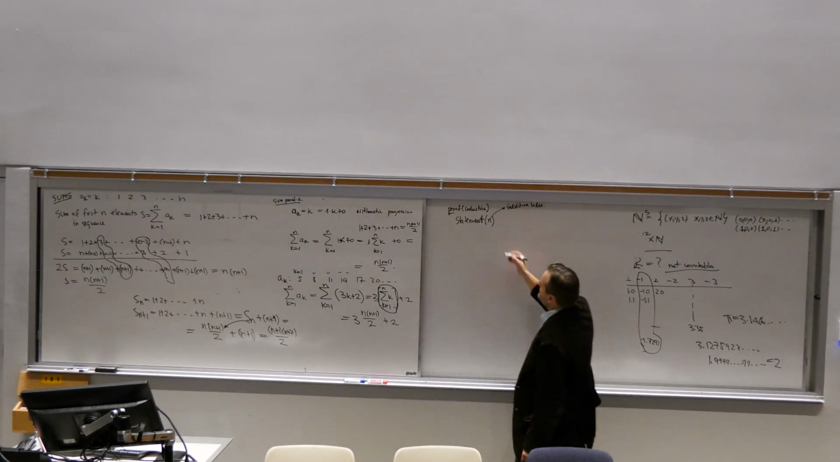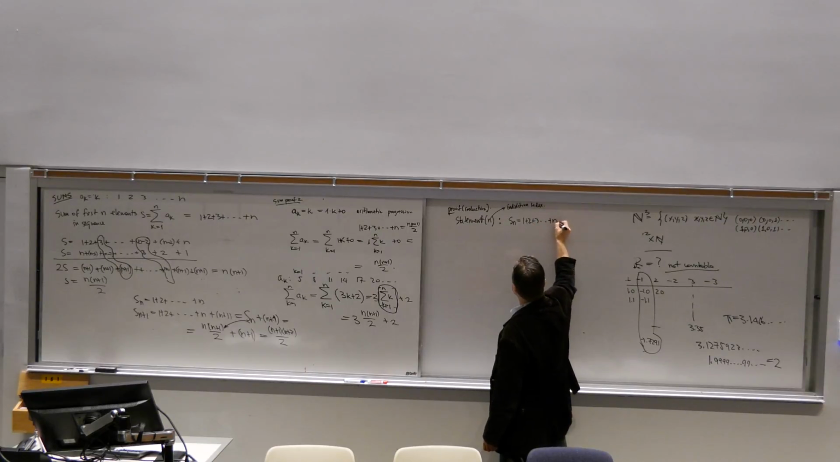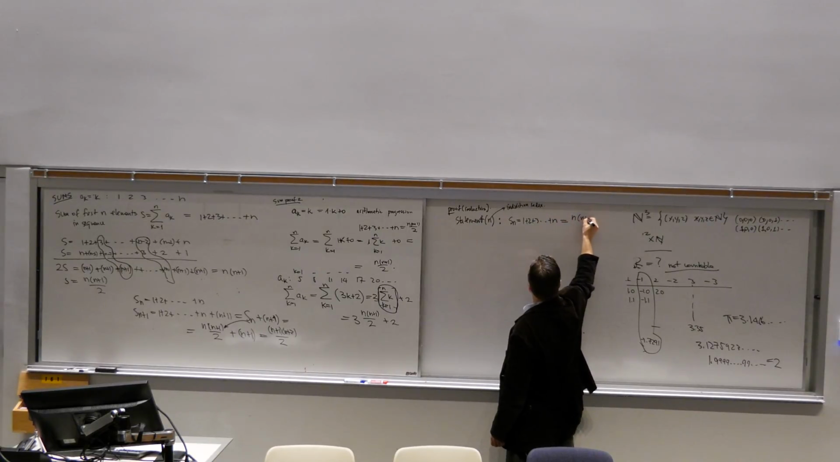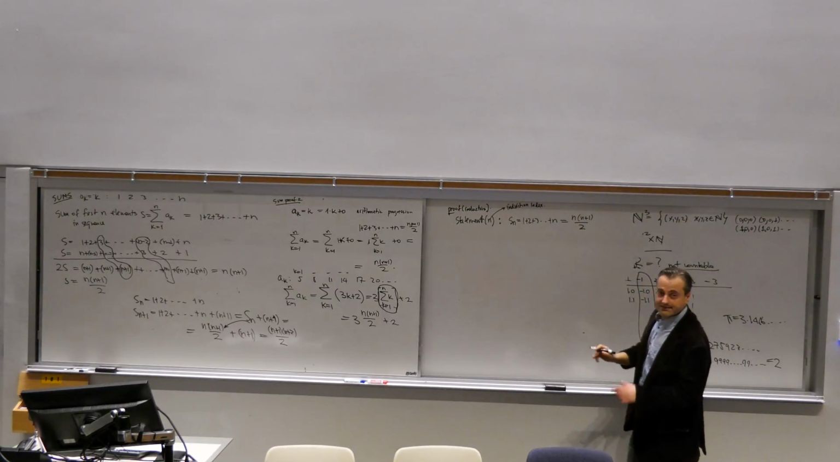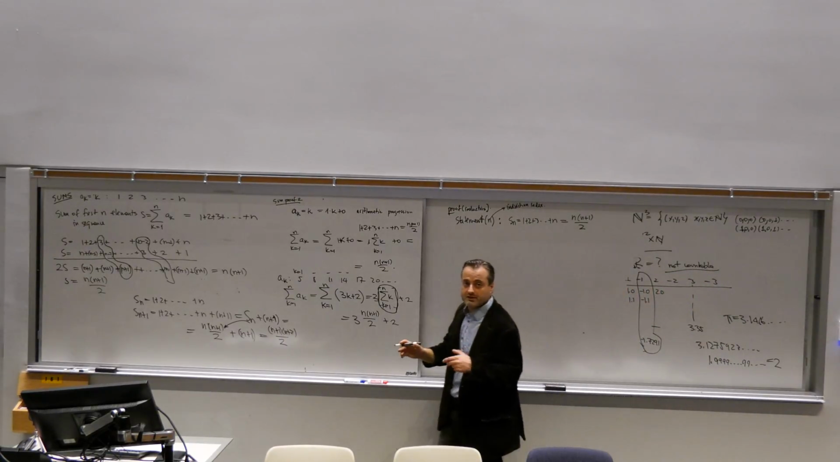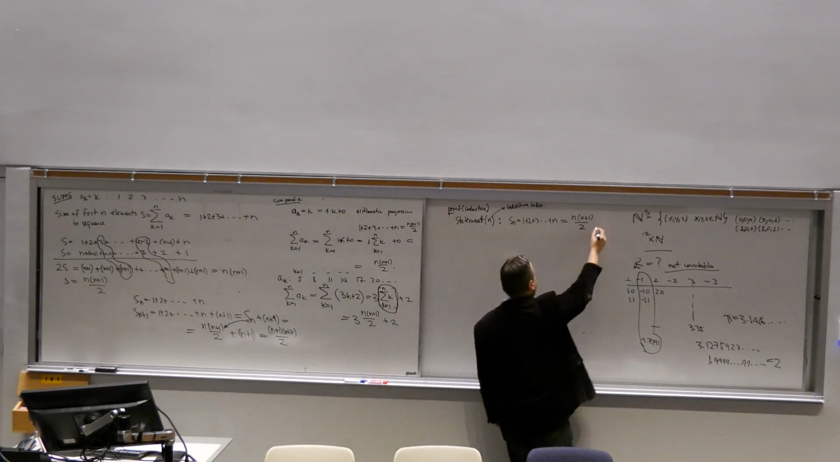So I'm going to make a statement for n, which is to say Sn, which is 1 plus 2 plus 3 plus ... plus n. This is n times n plus 1 by 2. Now this is not something I already know. This is something I want to prove, right?